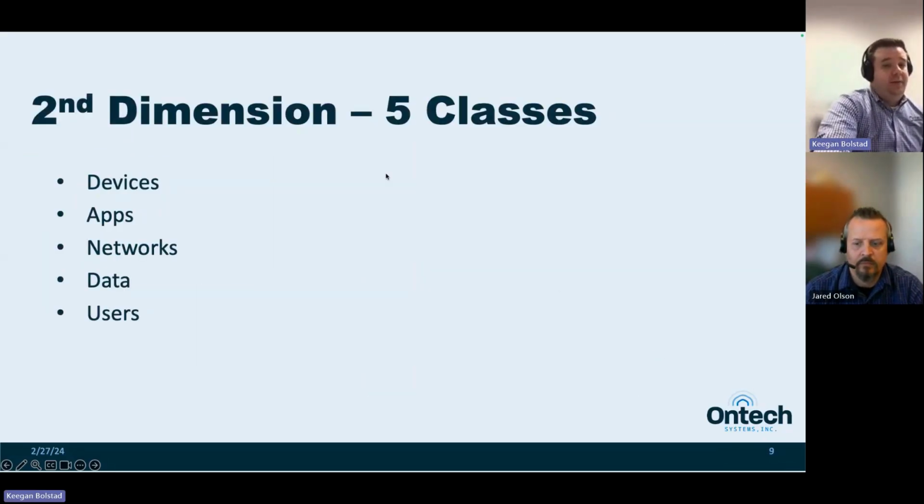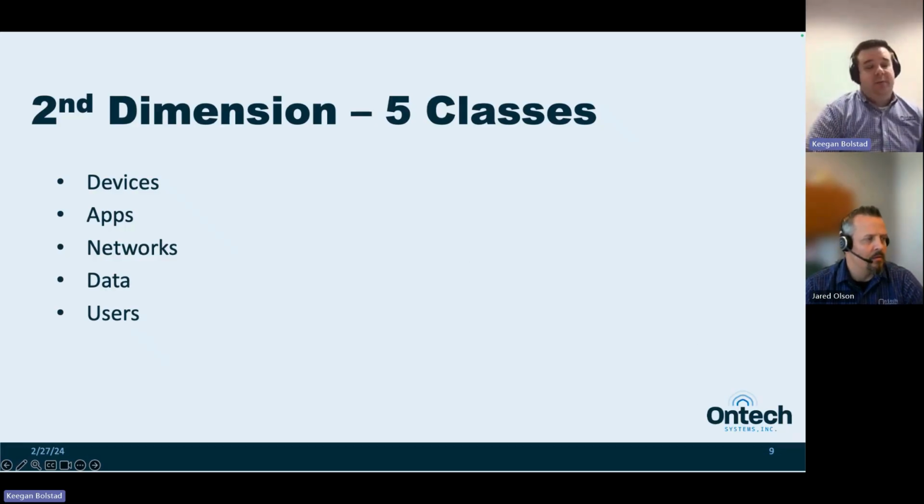Those are the dimensions. The second is those five classes: devices, applications, networks, data, users. As we talk with customers, we can simplify every business down to these five classes. Even though one entity might be a nonprofit, another might be a manufacturer, and another might be a professional services organization like a law firm. But at the end of the day, those networks are the same across those three entities. There are nuances between them, but they are uniform in terms of these.